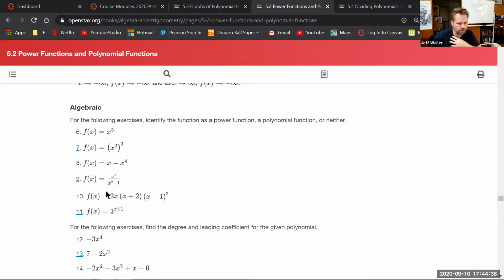Who knows what you call this kind of function? If you put a number in for x, what kind of number do you get out? If you put 3 in for x, what do you get out? A fraction. A fraction, a rational number. So what kind of function is this? A rational function. A rational function.